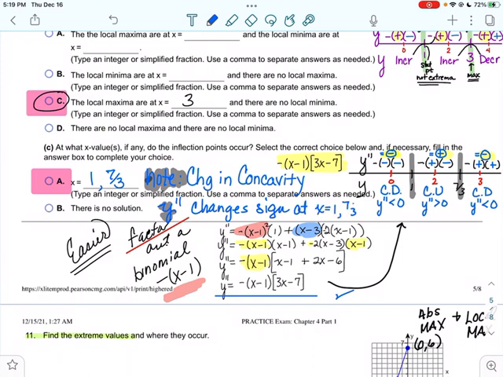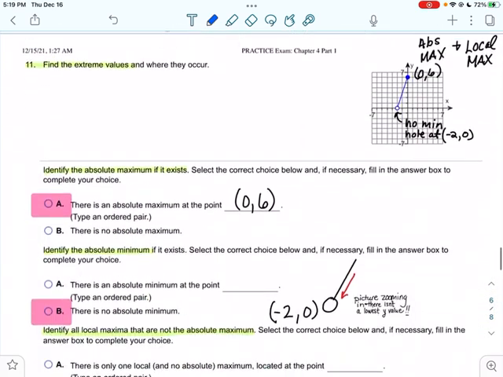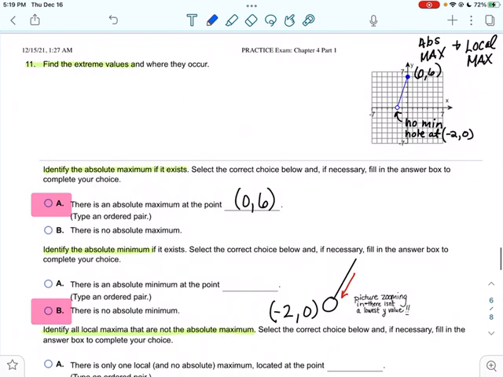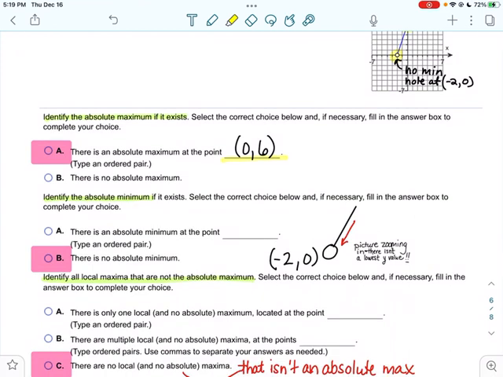Okay, all right, and for question number 11, I know the video is getting a little bit long, we have to find the extreme values and where they occur for this graph. There is an absolute max, and it's also considered a local max because it's higher than any other point in this little neighborhood. If I highlight this neighborhood, that's the highest point, 0, 6. But if you notice at the bottom where there's a hole, there's no minimum value. So we have the absolute max here at 0, 6, and then there is no absolute minimum.